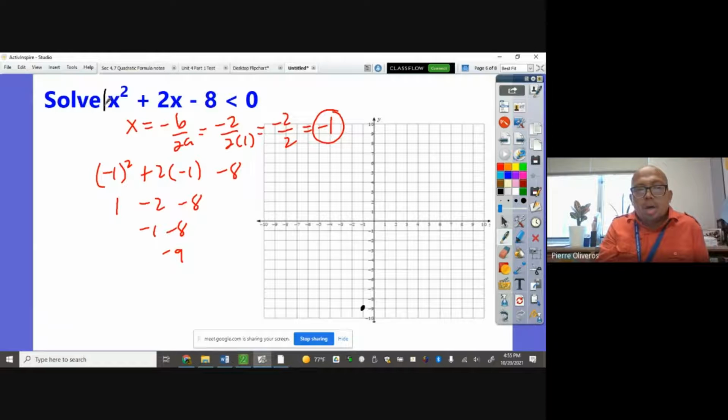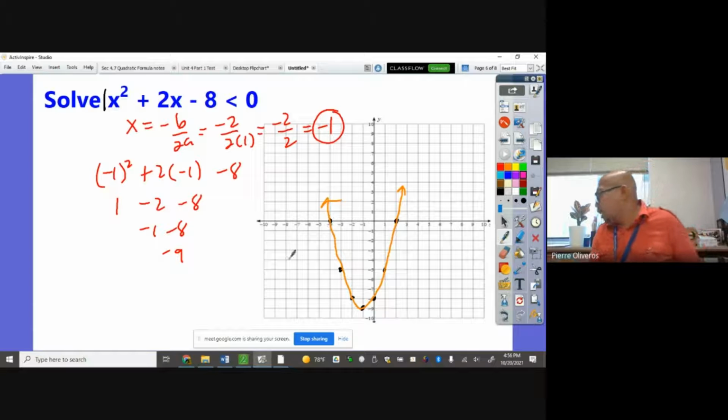Since it's positive 1, I'm going to go up 1 over 1, up 3 over 2, up 5 over 3. And then you do the same thing by reflection on the other side. And there you have it. We will connect them, and boom. Now here's the crucial part. We know that the key numbers here are the solutions, which are 2 and negative 4. We will do testing here.